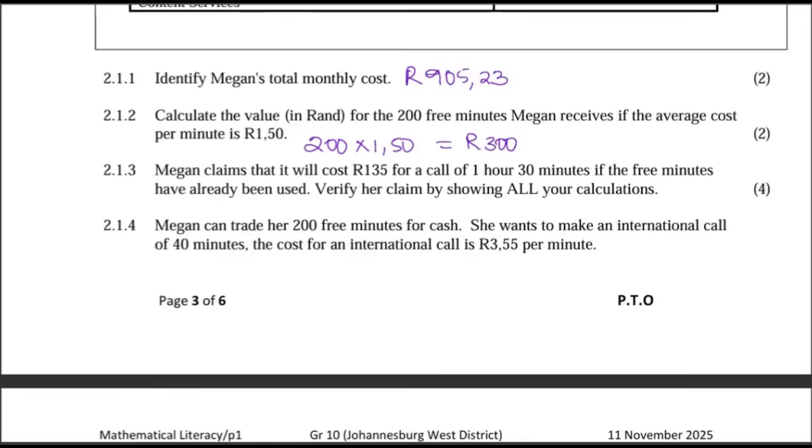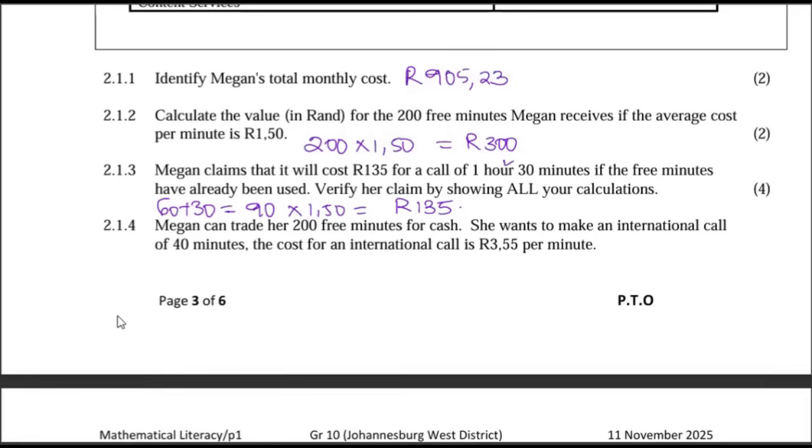Okay, Megan claims that it will cost 135 for a call of 1 hour, 30 minutes if the free minutes have been already used. Verify her claim by showing all calculations. Now, if you don't have free minutes, we shall change the hour to minutes. So meaning we have 60 plus 30. In other words, we have 90 minutes. And each minute is R1.50. I believe you end up having that much.